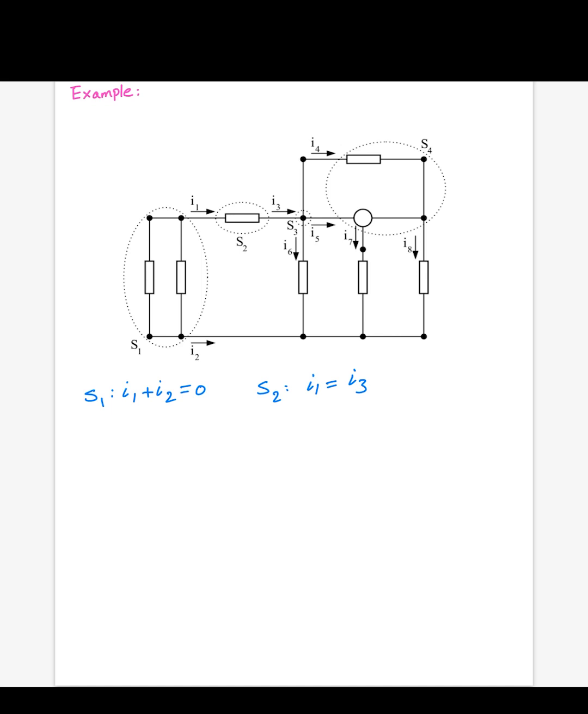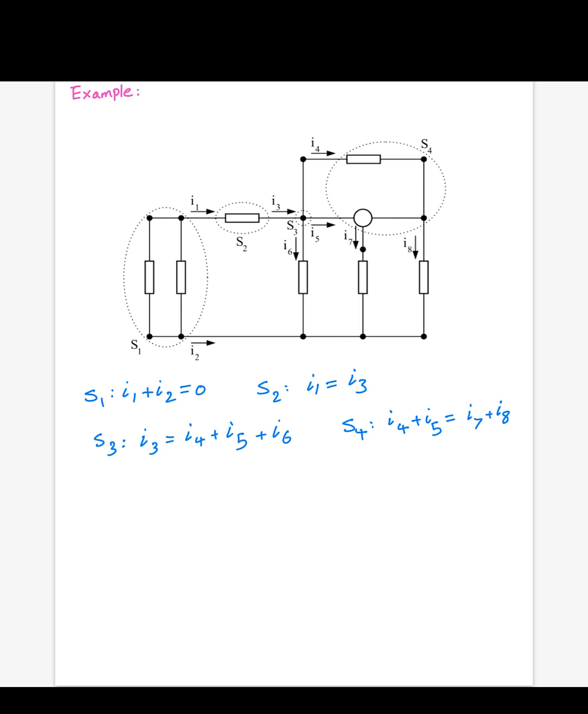which is leaving. And for S3, I3 is entering, just I3. Which currents are leaving? It will be I4 plus I5 plus I6. And finally for S4, the currents which are entering are I4 plus I5, equal to the currents which are leaving, I7 plus I8.